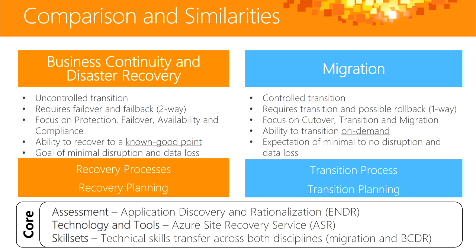All you need to do once that's done is go back to your protected items and remove it from your protected items so that it doesn't try to replicate a machine that's turned off anymore. So in terms of business continuity and disaster recovery versus migration, uncontrolled versus controlled, because you decide when you're going to shut the first one down and fail over the second one. The first one requires a failback, so it's two ways. The second one is not.